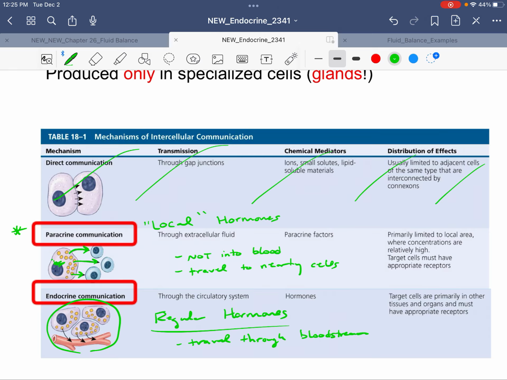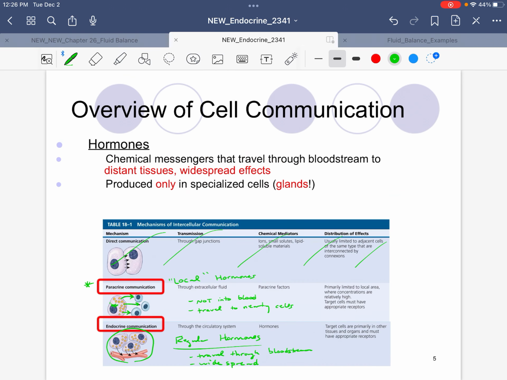So this is what you think of when you think of a hormone. Growth hormone goes into the bloodstream, can go to every bone and muscle. Testosterone travels through the bloodstream, can go to every cell in the body. So we have local hormones called paracrine hormones. They only travel locally. But the traditional hormone goes into the bloodstream, and therefore its effects are widespread.